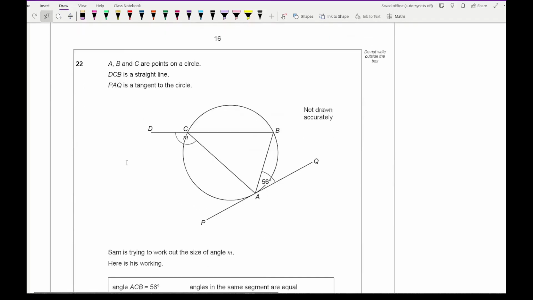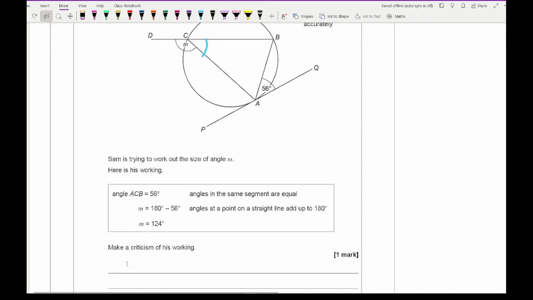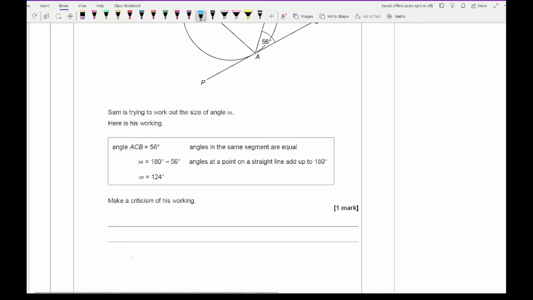Moving on to question 22, it says A, B and C are points on a circle, DCB is a straight line and PAQ is a tangent to the circle. Sam is trying to work out the size of angle M. Here is his working out. So it says that ACB is 56, which is true. And it says make one criticism of his working. Well, the error is not in his numbers, the error is in his reasoning.